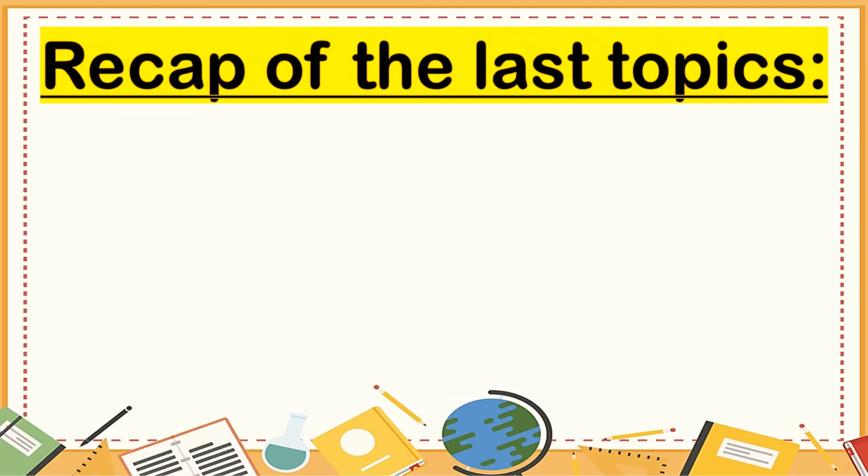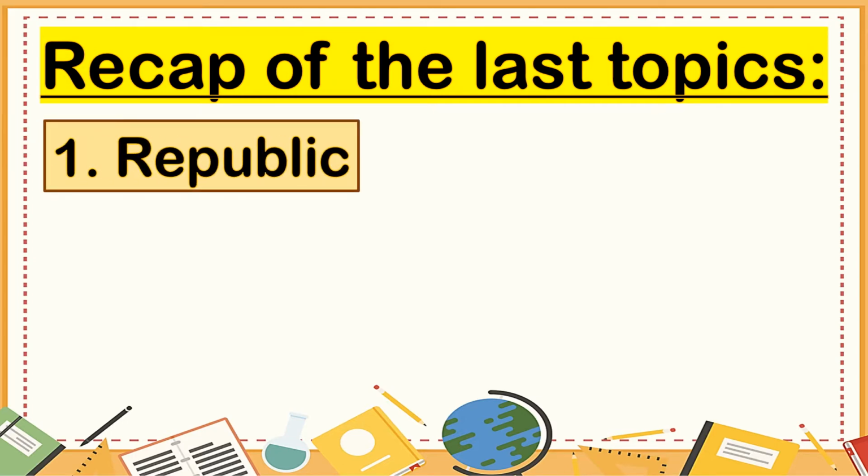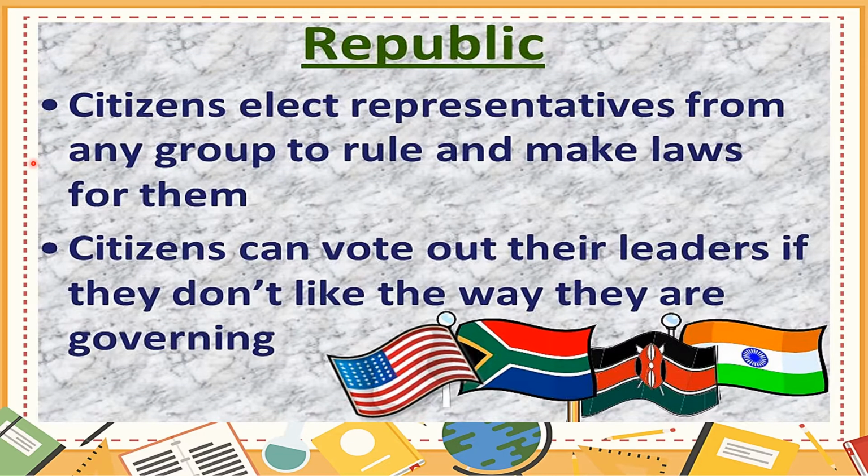So class, before we discuss our topic today, let's have a short recap or review of the last topics that we have. Last week, we discussed about republic. What is republic again? Citizens elect representatives from any group to rule and make laws for them. Citizens can vote out their leaders if they don't like the way they are governing. So class, when you say citizens, it means people.